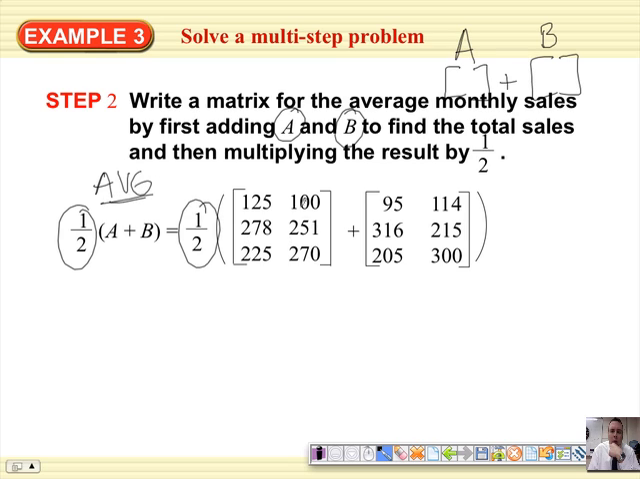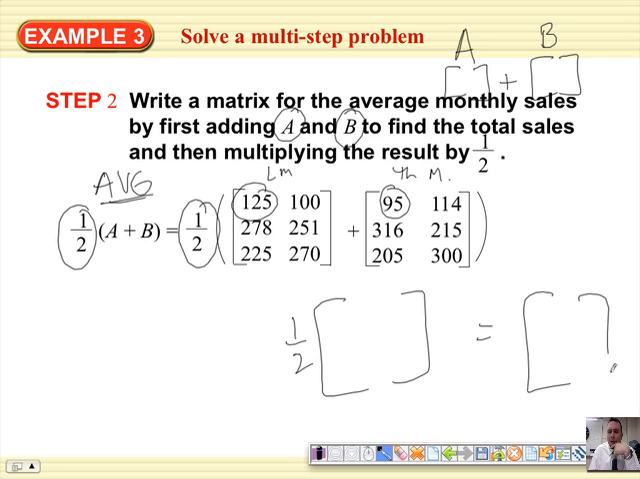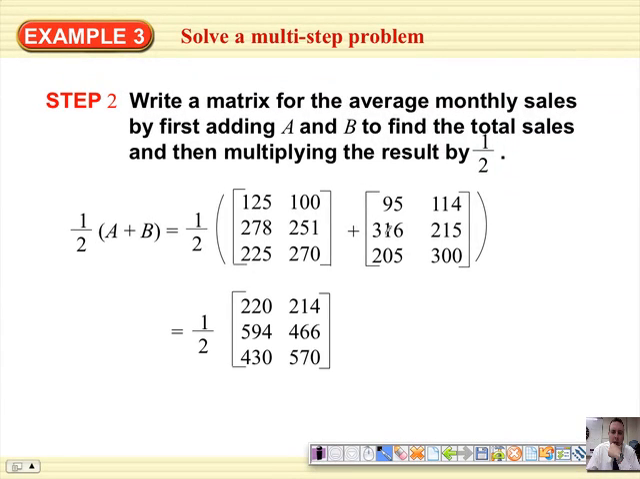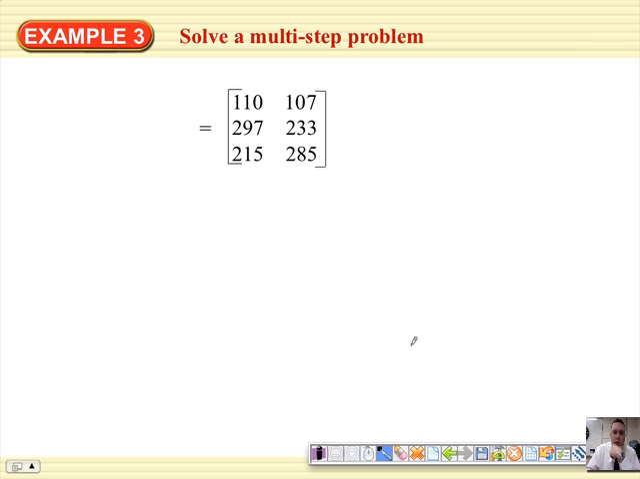So 1/2, we plug it in. Here's matrix A, the first matrix. This was last month. This was this month. Okay, add them up and multiply by half. You can do that. 125 plus 95, enter. So you add them all up, get something, right? And then multiply by half, and basically you have your answer. So you can do that. I'll show it to you. So 1/2, after they added these up, they got this. Take 1/2 of this, and it equals this.